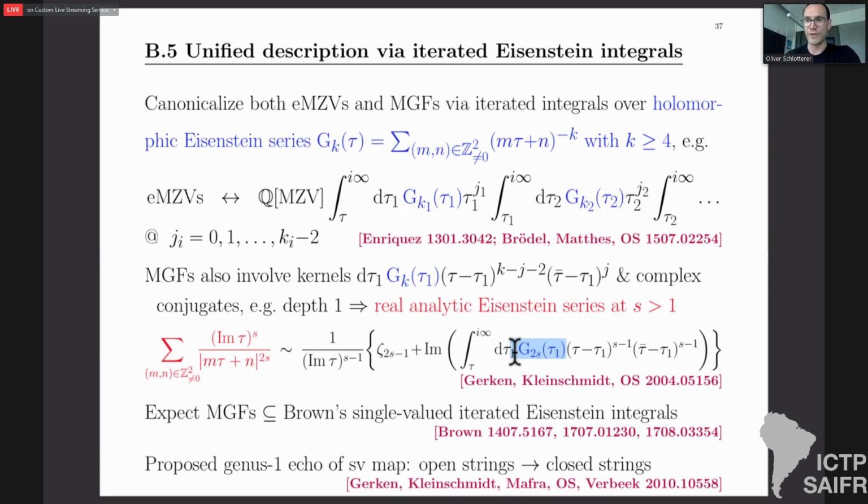The master of iterated Eisenstein integrals, at least from our string theory perspective, is Francis Brown, who had a series of beautiful papers on iterated Eisenstein integrals and their single-valued versions. And it's an ongoing process to get the best out of Francis' work.